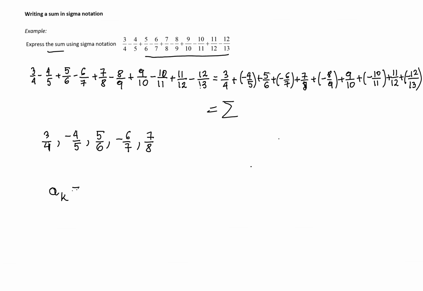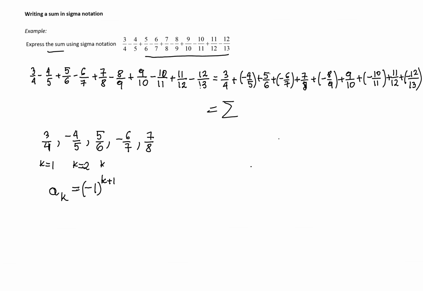The first thing that we can notice is that we have alternating signs. The first term is positive, then we have a negative term, positive and negative, and therefore we'll have negative 1 to the power k plus 1 because we are starting with the positive value as the first term. So now we'll build the formula.